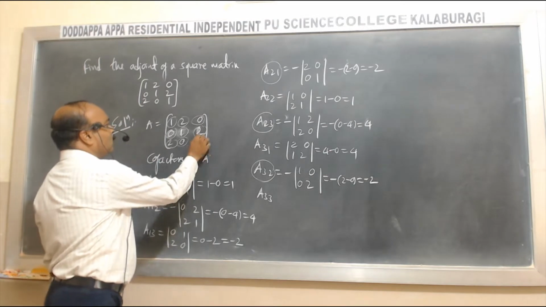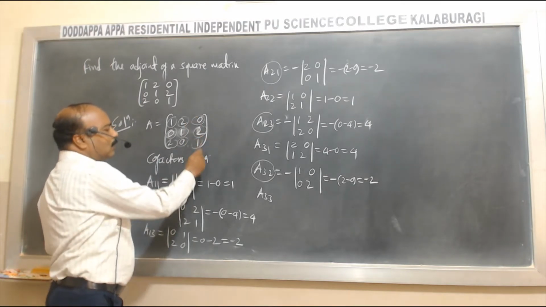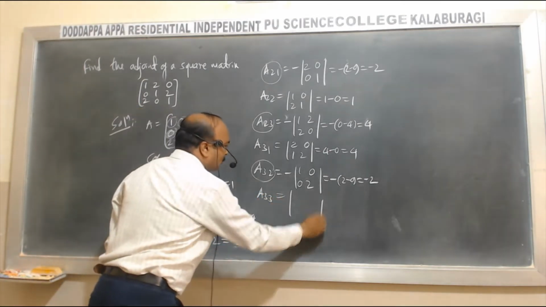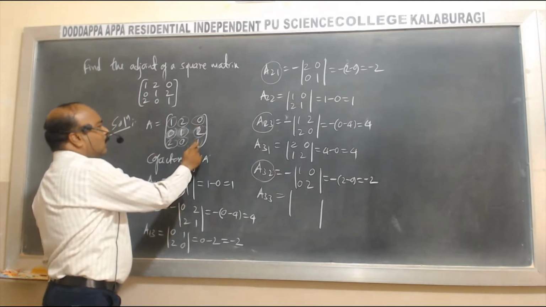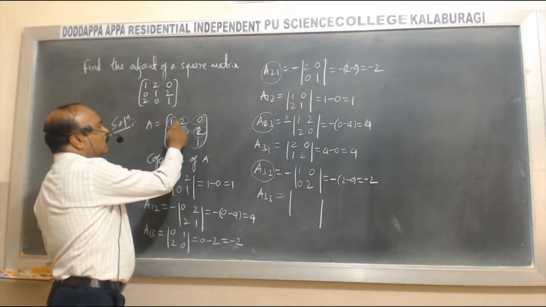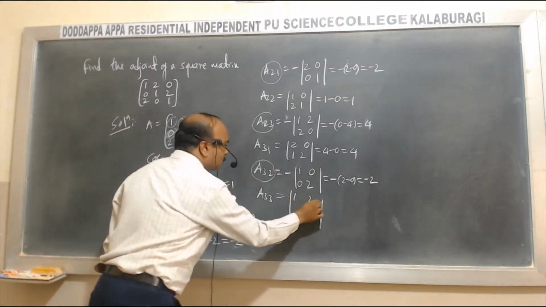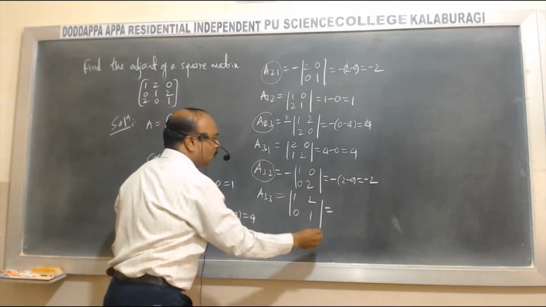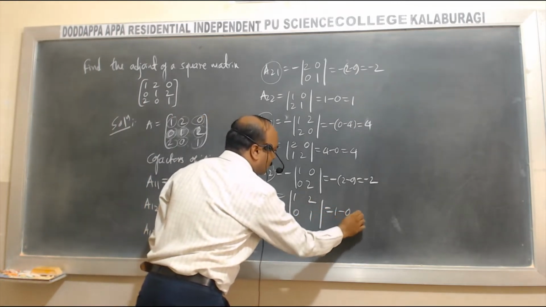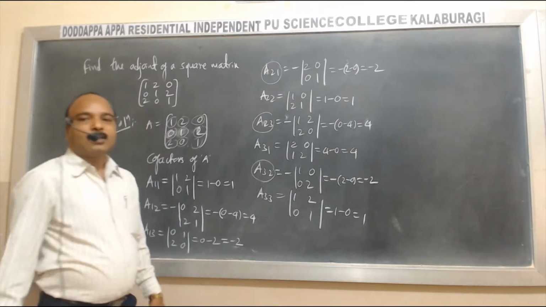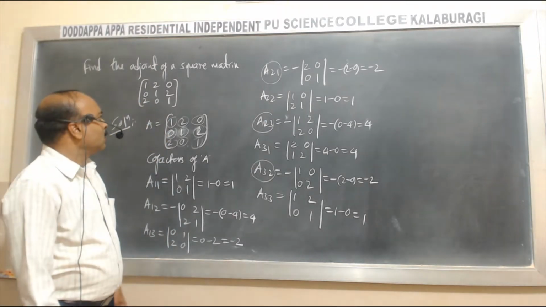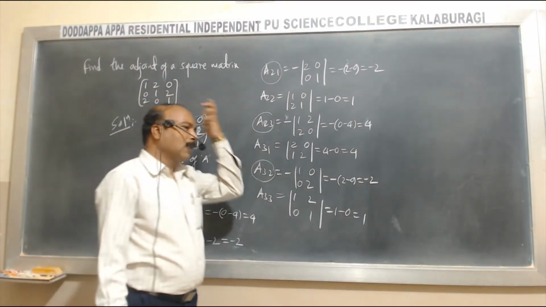Next we go for A33. It is the cofactor of element 1, given by deleting its row and column. We get 1 2, 0 1. So it is equal to 1 minus 0, which is 1. Now we have all the cofactors of all the elements of the given square matrix.